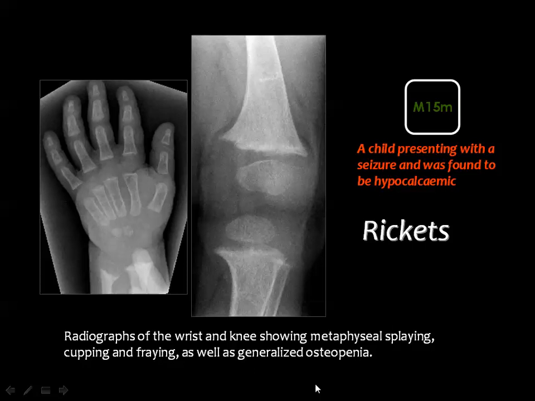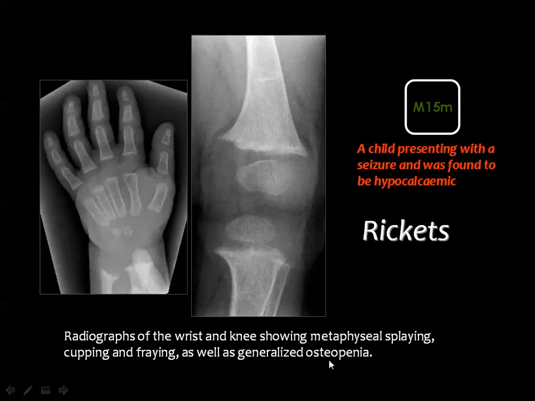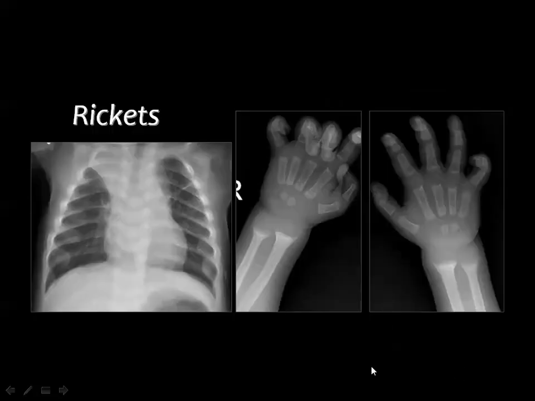Then what happens? There is improper mineralization of the zones of provisional calcification. Then you get a broadening of the metaphyseal ends of long bones, cupping and fraying of the end of the bone, and these are classic features of rickets. And here you see the changes in the distal part of the ulna and some changes in the radius, and also you get some changes near the knee joint.